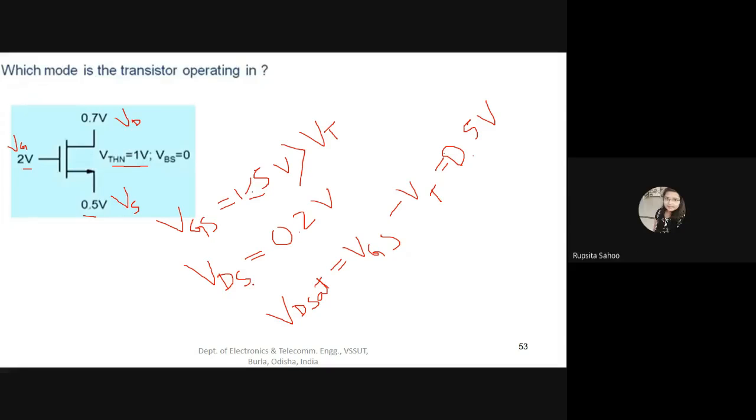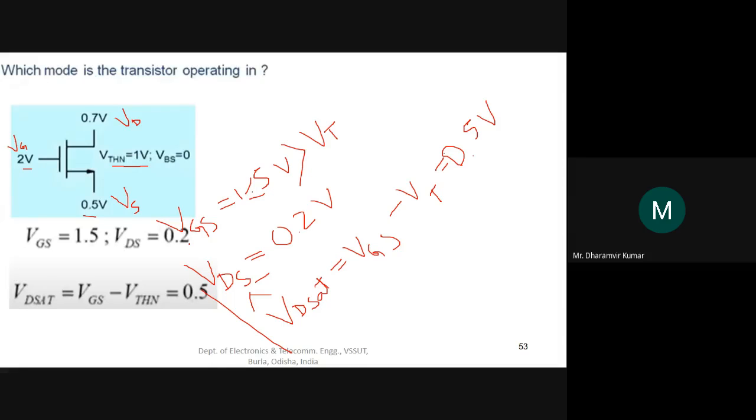Now you compare VDS and VDSat. If VDS is smaller than VDSat, then the device is in linear. If VDS is greater than VDSat, then the device is in saturation. Since VDS is smaller than VDSat, this device is working in linear mode. So VGS is 1.5, VDS is 0.2, VDSat becomes 0.5. So this device is in linear mode.